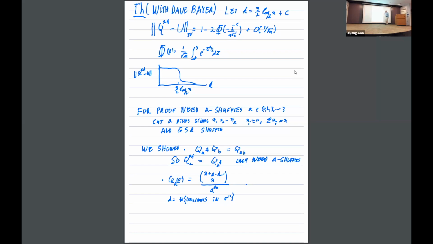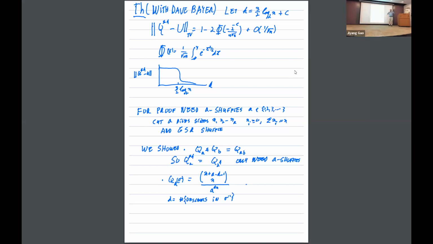One of the things we discovered in proving this theorem was that these measures convolve nicely. That is, if you do an A shuffle and follow it with a B shuffle, that's the same as doing an AB shuffle. That sounds nice, so I just wrote that down: Q of A times B, convolve it. And once you discover it, it's not hard to see that.